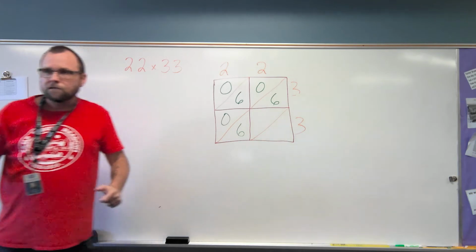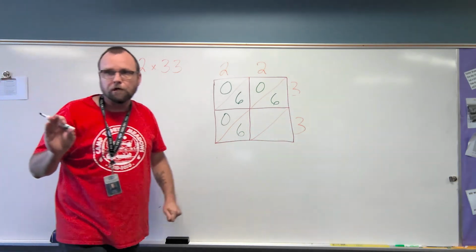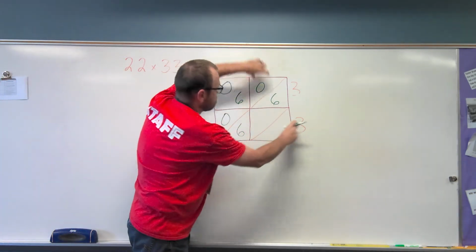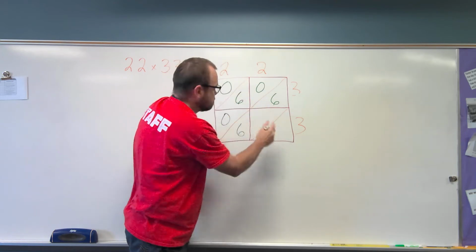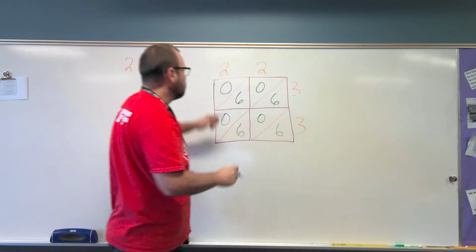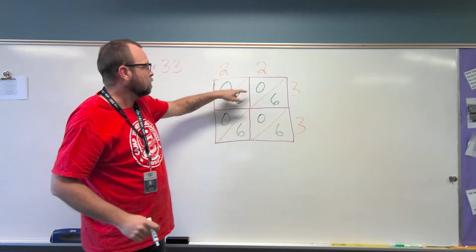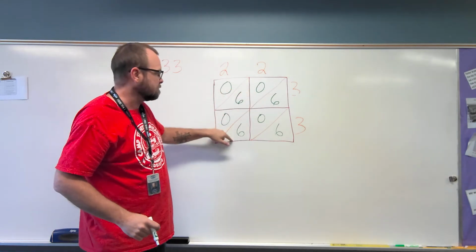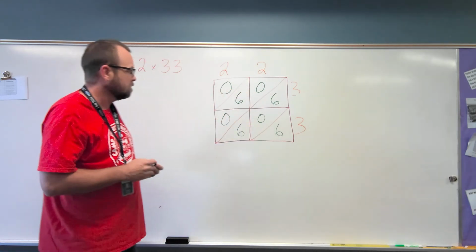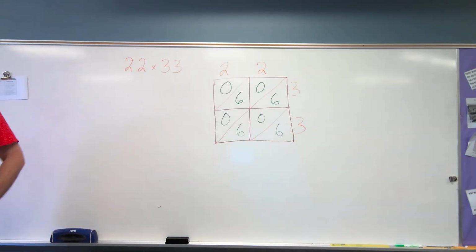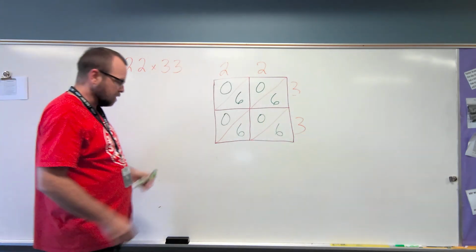I'm really going to confuse you here. We have 2 times 3 that meet here. What? 6. Good. And every one of these has 0 tens, 6 ones. And then it's just a matter of adding each diagonal up.